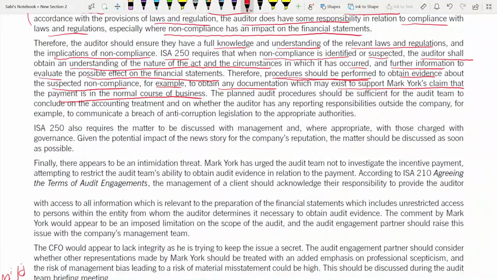The planned audit procedures would be sufficient for the audit team to conclude on the accounting treatment and on whether the auditor has reporting responsibilities outside the company. For example, to communicate a breach of anti-corruption legislation to the appropriate authorities.